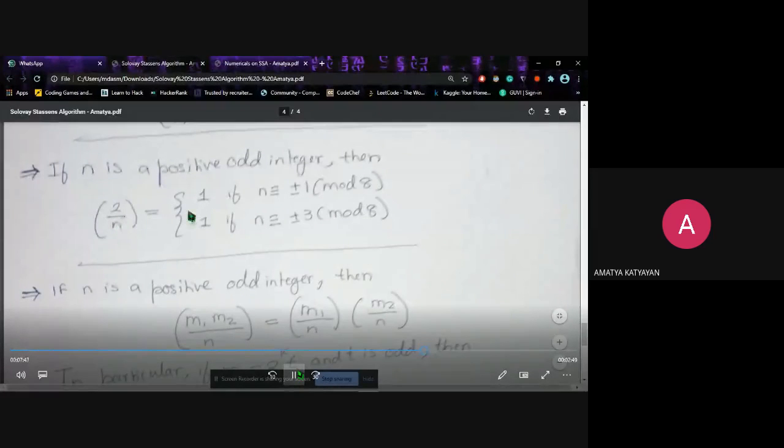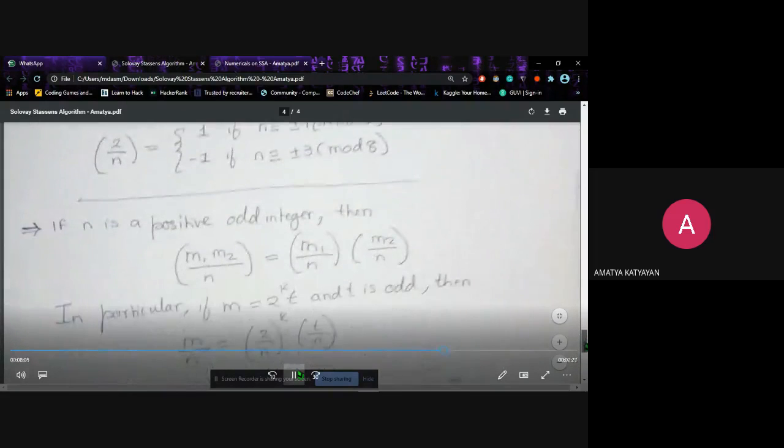In the other case, you will be getting either plus or minus 1, or plus or minus 3, on dividing n by 8. So if you get plus or minus 3, then you can directly denote 2 upon n as minus 1. So this is one trick for directly computing the value of 2 by n using the property.